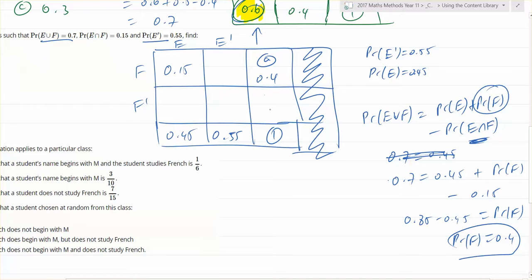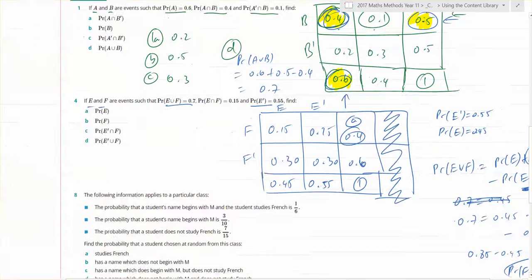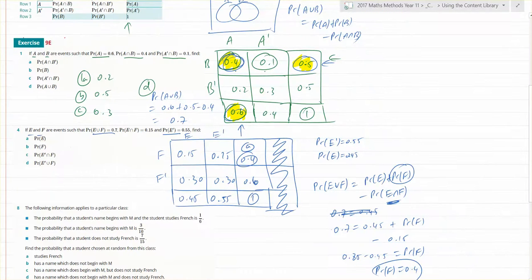0.4 over here. That has to be 0.6. This has to be 0.3, and this has to be 0.25. Now that was the hard work, because then we just need to fill in the table. We can find the probability of E. The probability of E is 0.45, and the probability of F is 0.4.